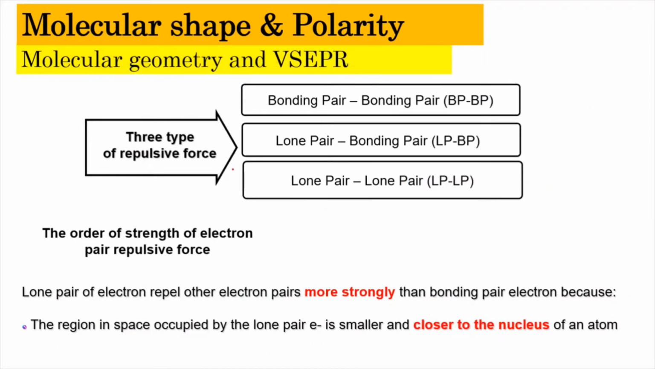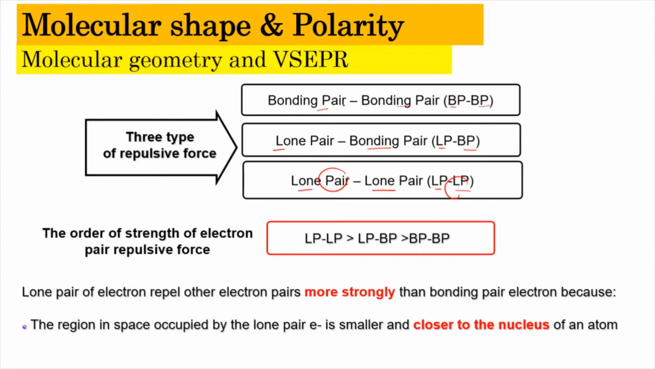And in the molecule, there are going to be 3 types of repulsive forces. We have between the bonding pair and bonding pair, BP and BP. Next we have the lone pair with bonding pair, LP and BP. And we also have between the lone pair and lone pair, LP and LP. The repulsive force between lone pair and lone pair is going to be the strongest in comparison to lone pair and bonding pair, and bonding pair and bonding pair. So the lone pair electrons repel more strongly than the bonding pair electrons because the region in space occupied by the lone pair electrons is smaller and it is closer to the atom.